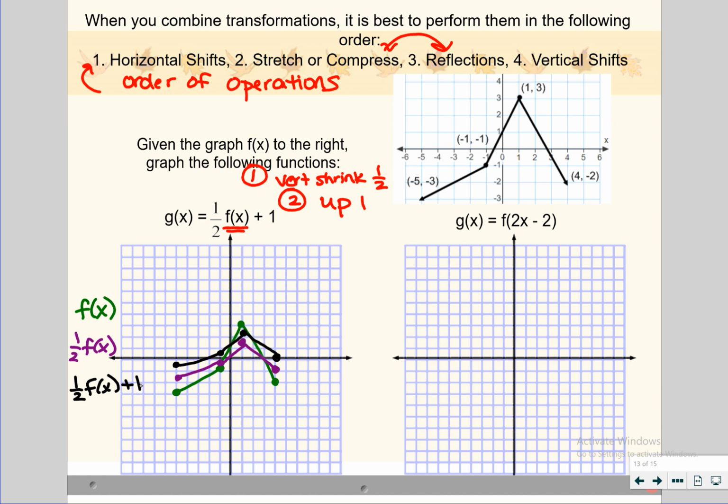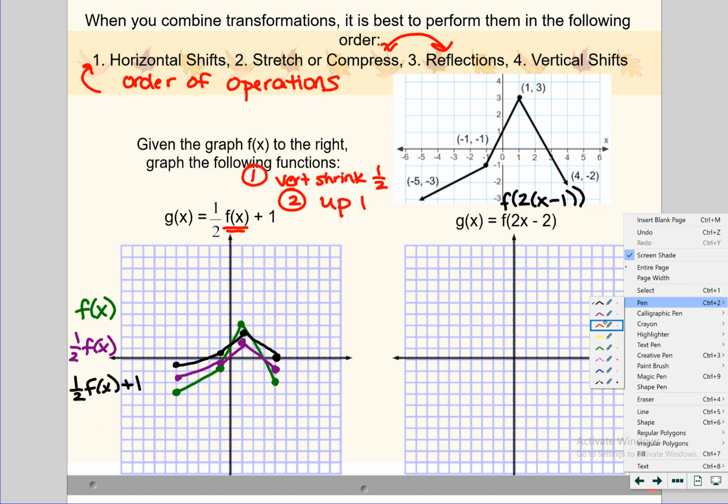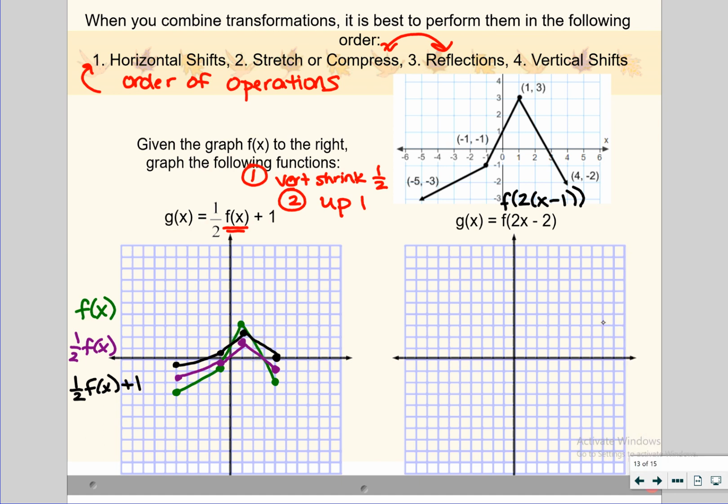Okay. One more. g of x equals f of 2x minus 2. First of all, I'm not allowed to have a number next to my x, so I'm going to factor it out. 2, and that'll make it an x minus 1 in there. Okay. The 2 does something, and the 1 does something. What does the 2 do? If it's multiplied, it's on the inside. Horizontal shrink. Horizontal shrink by how much? 1/2. We use a reciprocal for those ones. Those are the only ones that are weird.